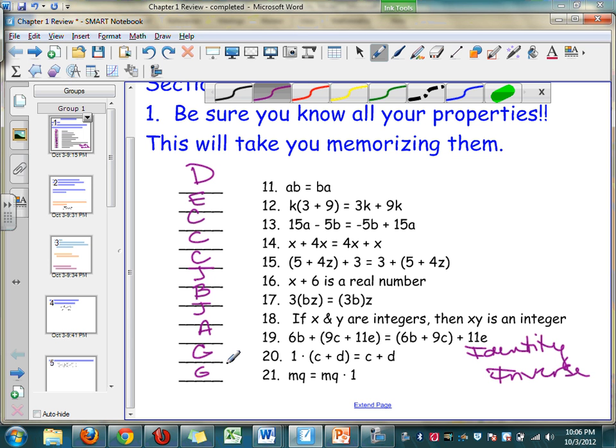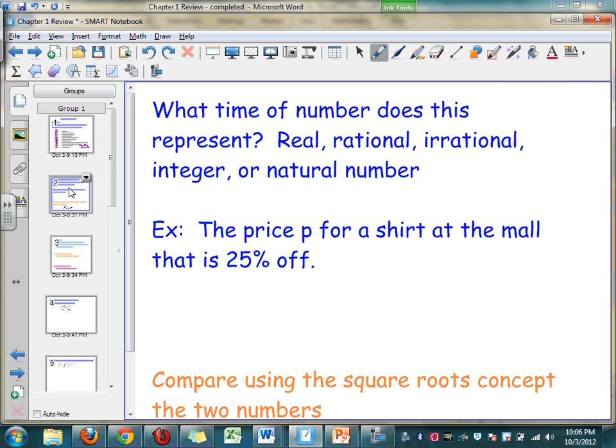Now, I did not go over all the properties here. This is something you guys need to remember and memorize, so that's going to be something you guys have to work on. That is the properties. Know them. They're going to be on the test, okay? The next slide. What type? That's supposed to be type, sorry. Correct that now.